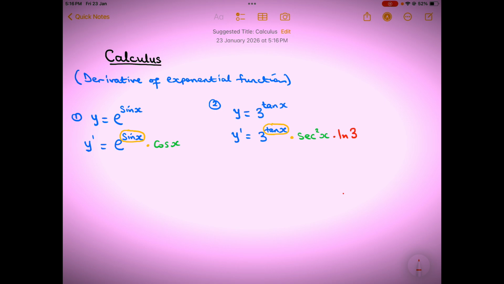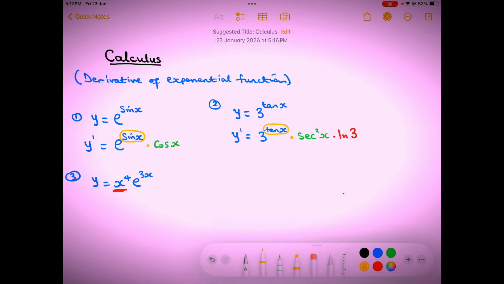Now we are looking at the next question, which happens to be 3. With that one, the function y is equal to x to the power of 4 multiplying e to the power of 3x, right? You can see clearly in this question we have one function, x to the power of 4, multiplying the other one, e to the power of 3x. Since we have one function multiplying the other, we can take the derivative using the product rule. So how do we go about it?